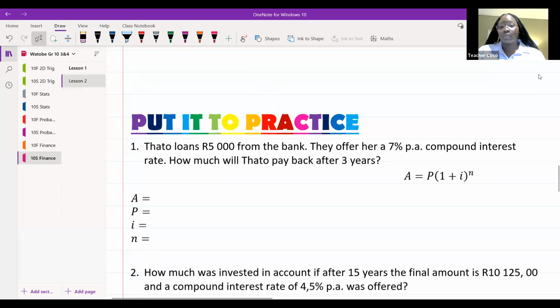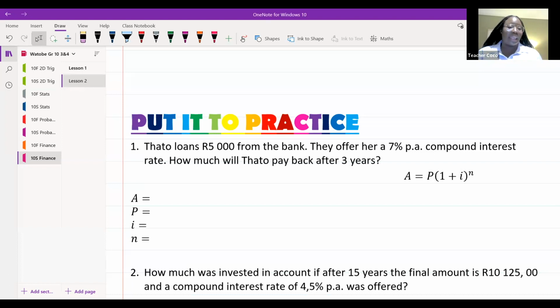So it says here, Tato loans 5,000 Rand from the bank. They offer her a 7% per annum compound interest rate. How much will Tato pay back after 3 years? I'm going to give everybody 2 minutes to answer this question. It's a very easy question. Remember to fill in your A, P, I, and N.